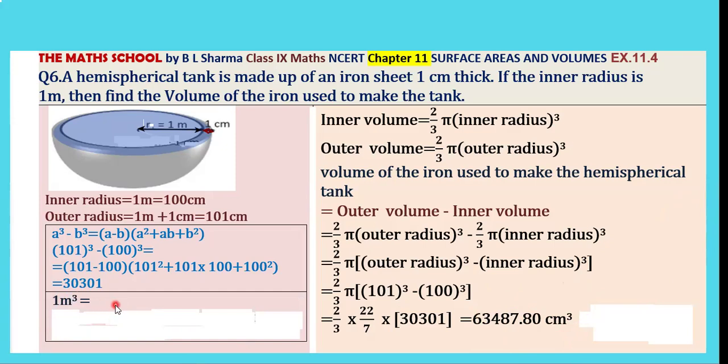What is the relation between meter cube and centimeter cube? 1 meter cube can be written as 1 meter into 1 meter into 1 meter. But we know 1 meter is equal to 100 centimeter. So 100 centimeter into 100 centimeter into 100 centimeter. How many zeros? 1, 2, 3, 4, 5, 6. So 1 meter cube is equal to 10 lakh centimeter cube.